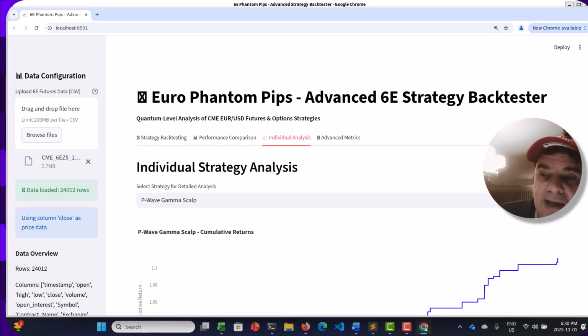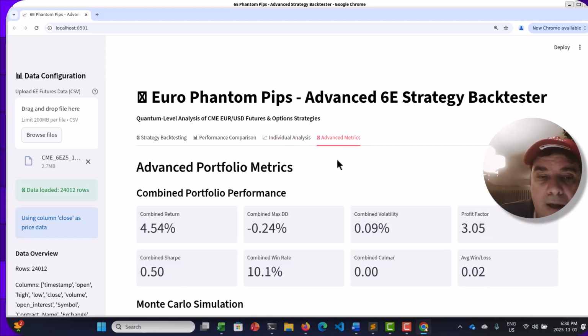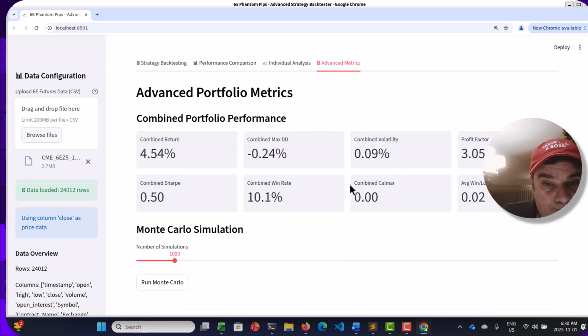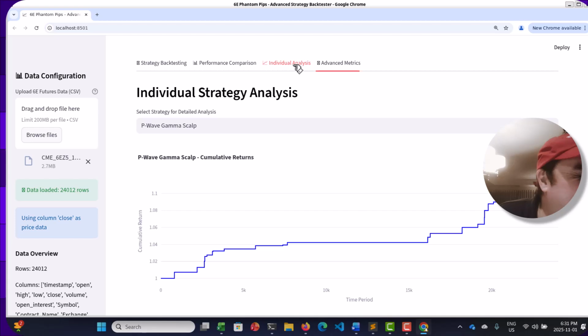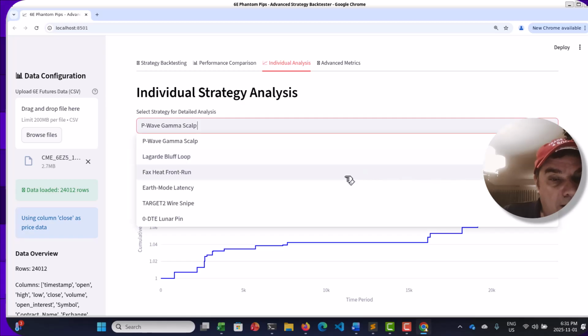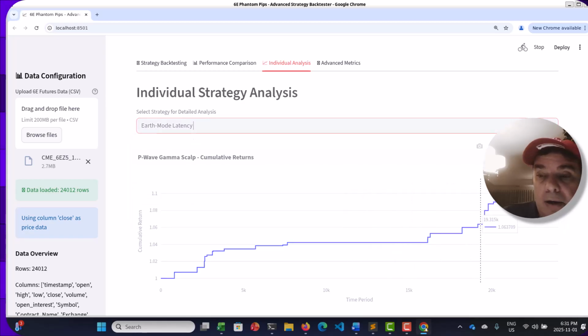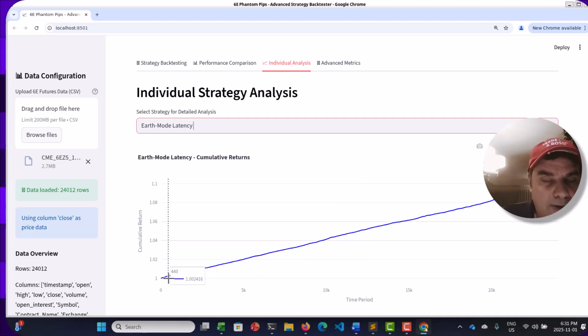Okay, so let's take a look at the advanced metrics here. So we could do a Monte Carlo simulation here. Again, I didn't ask for that. Okay, so it's just one of the nice features, where it'll say, oh, this person wants this type of application, let's throw in these extra features, and they're really good to have. So at the end of the day, let's take a look at Earth mode latency.